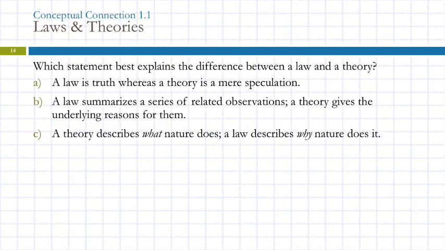So we should be able to identify whether a statement is a law or a theory. Which of these statements best explains the difference? A: a law is truth, whereas a theory is a mere speculation. B: a law summarizes a series of related observations, a theory gives the underlying reasons for them. C: a theory describes what nature does, a law describes why nature does it. Which one do you think is true?